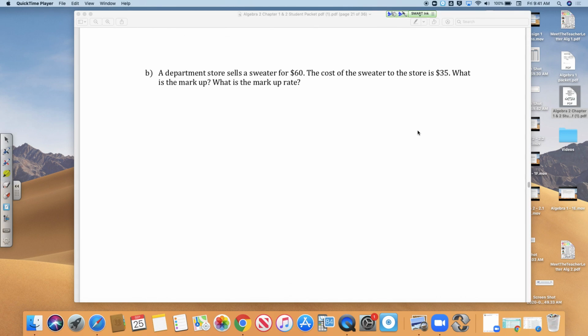Okay, let's go over letter B together. The department store sells a sweater for $60. The cost of the sweater to the store is $35. What is the markup? We subtract 60 minus 35, and we get that the markup is $25.